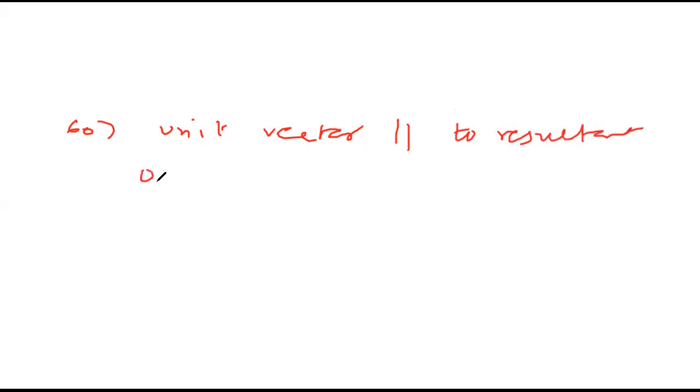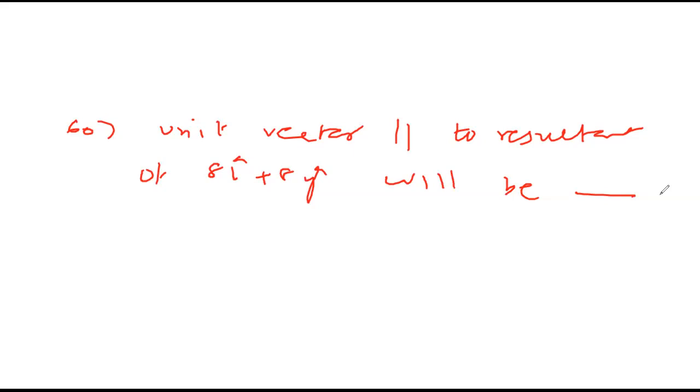After this, sum number 60. A unit vector parallel to the resultant of vector 8i plus 8j will be.